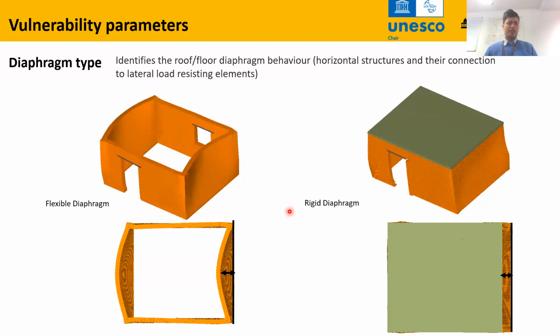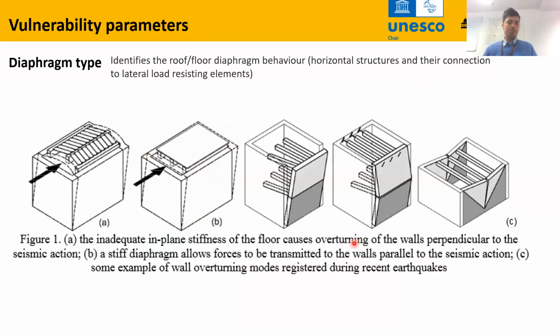And here, just an example of what we mean by flexible and rigid diaphragm. When the diaphragm is flexible, the out-of-plane walls deform like this, so they are susceptible to damage. While if there is a proper diaphragm action, then all the walls should deform by equal amount, so the displacement is restricted. Therefore, the out-of-plane failure modes are eliminated. Here, different types of diaphragm actions in masonry buildings.